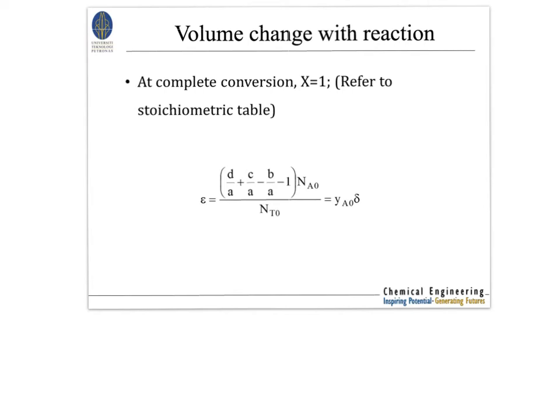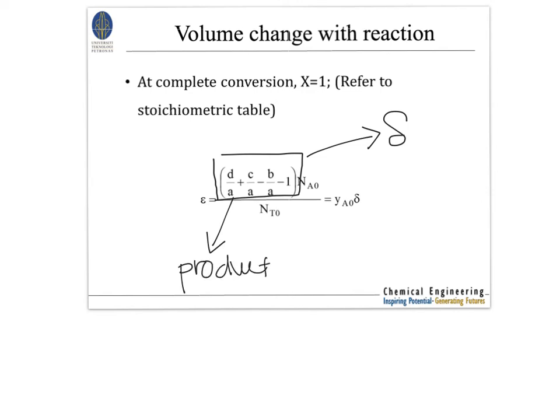At complete conversion, X will be equal to 1. So the expansion factor epsilon equals delta times N_A0 divided by N_T0, which is equal to y_A0 times delta. This is the coefficient, the number of moles of product minus the number of moles of reactant.